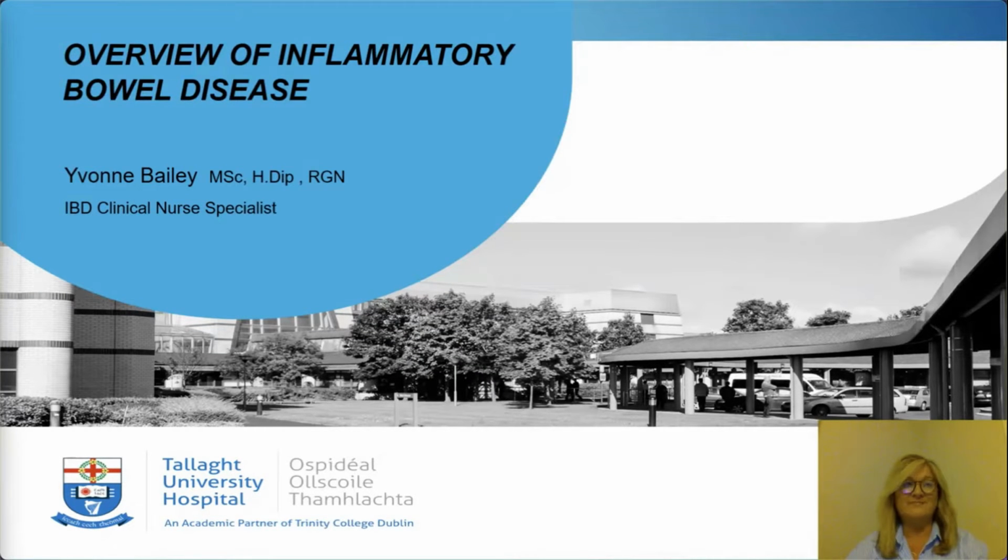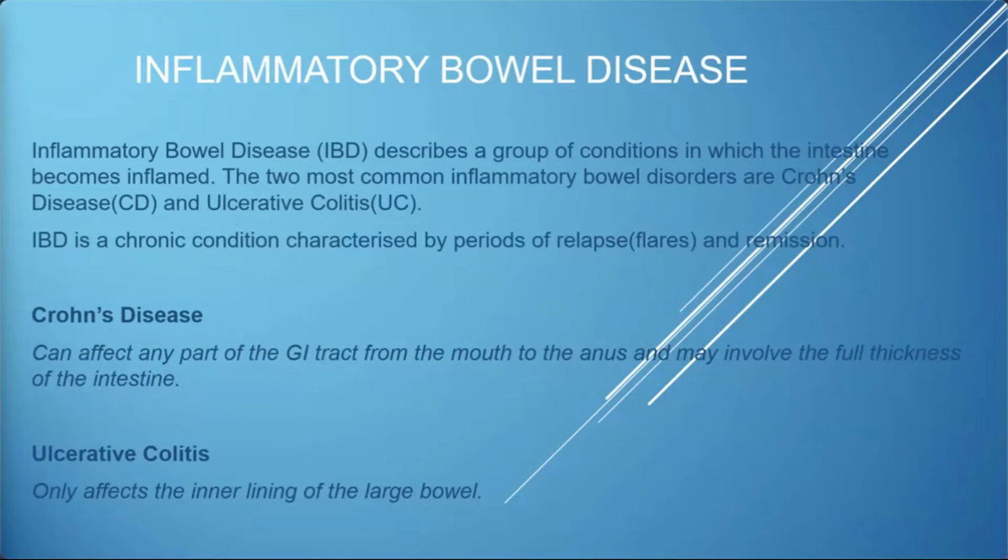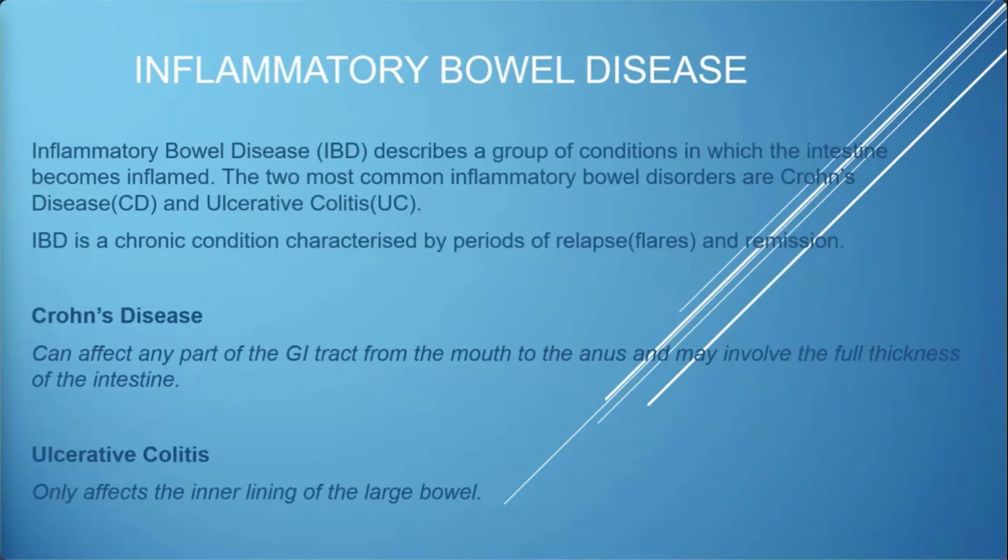Inflammatory bowel disease describes a group of conditions in which the intestine becomes inflamed. Two of the most common inflammatory bowel disorders are Crohn's disease and ulcerative colitis. IBD is a chronic condition characterized by periods of relapses known as flares and remission. Crohn's disease can affect any part of the GI tract, from the mouth to the anus, and may involve full thickness of the intestine. Ulcerative colitis only affects the inner lining of the large bowel.